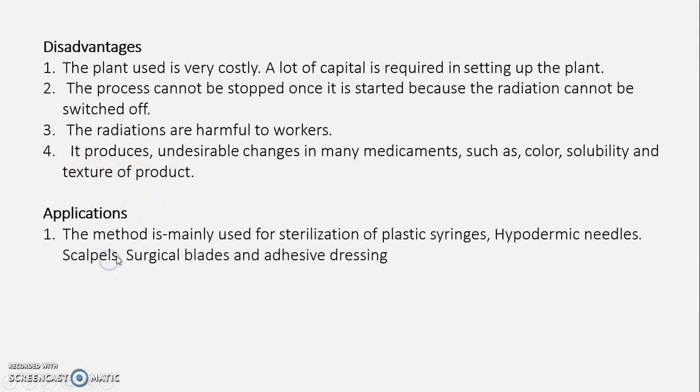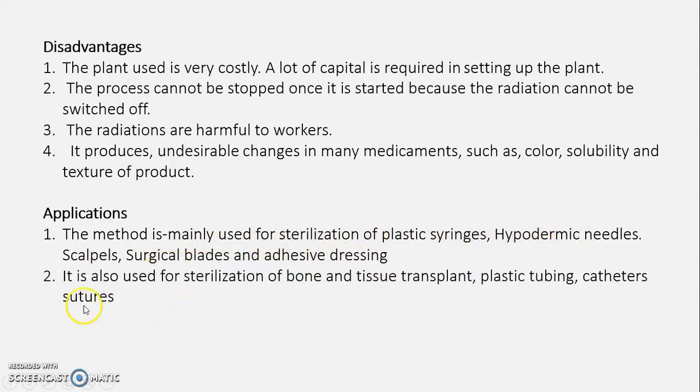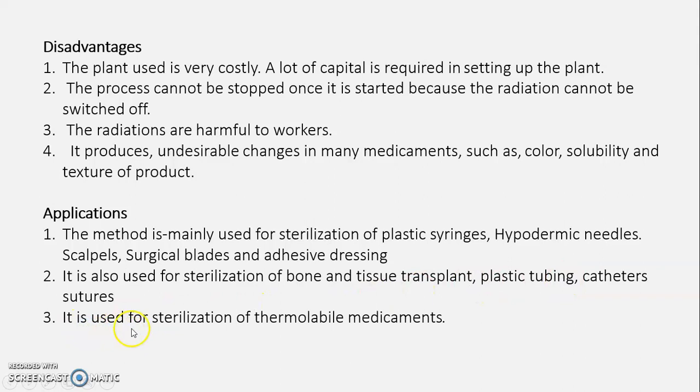Application of ionization radiation. This method is mainly used for sterilization of plastic syringes, hypodermic needles, cups, surgical blades and adhesive dressing. It is also used for sterilization of bone, transplant tissues, plastic tubing, catheters, sutures. It is used for the sterilization of thermolabile medicaments.